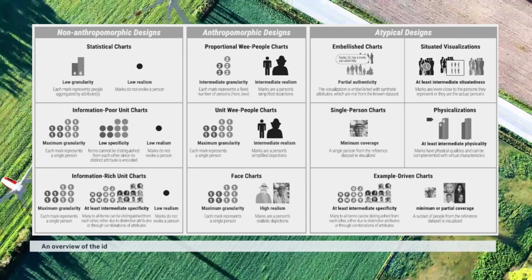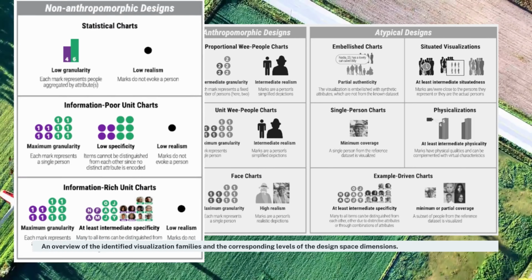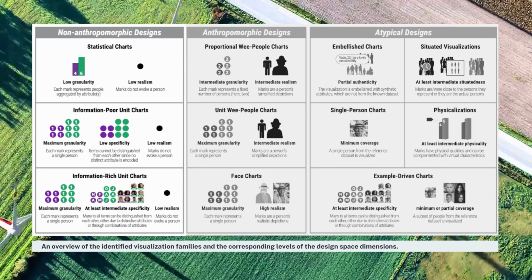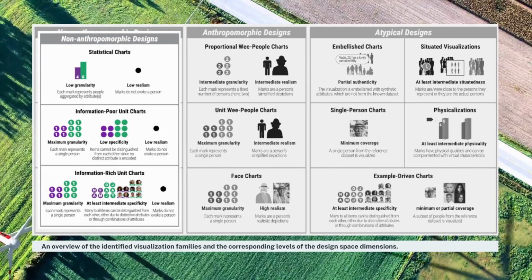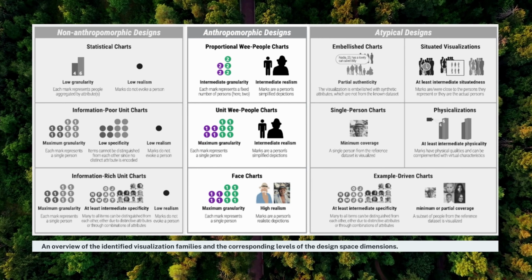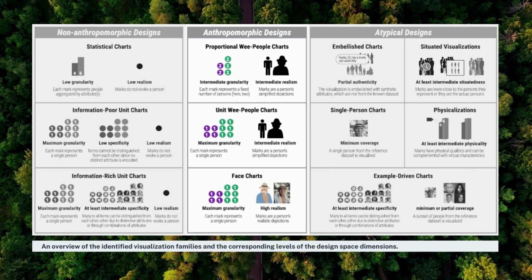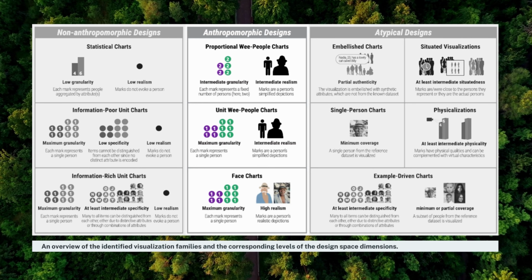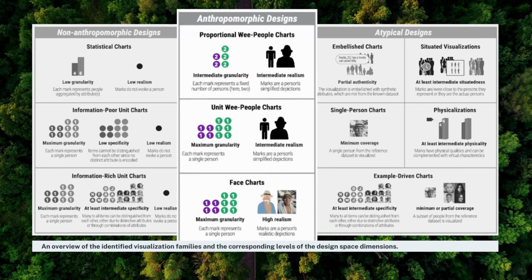In the corpus, there are 3 main groups for the design spaces derived from the 7 dimensions. Non-anthropomorphic, that includes statistical charts, information-poor unit charts, and information-rich unit charts. Anthropomorphic, where we have proportional we people charts that use pictorial marks to represent a fixed group of persons. Unit we people charts, and face charts, whose marks are either photographs, drawn portraits, or the people themselves.